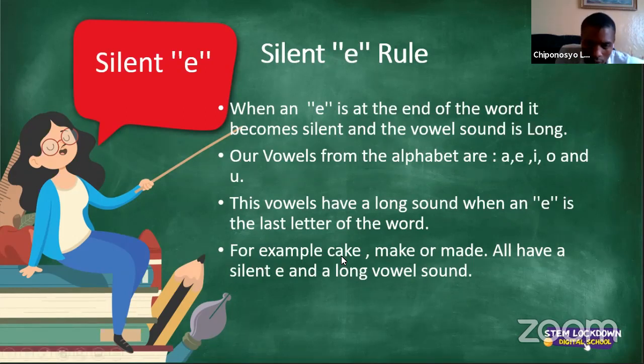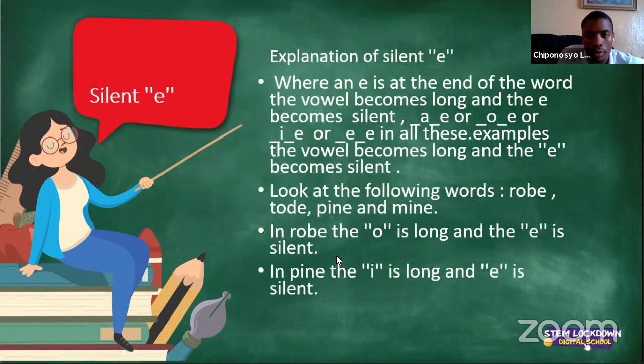The A in cake sounds long. So that's the silent E rule, that whenever the E is at the end of a word, it becomes silent, and the vowel, either it's an A, an E, an I, an O, or a U, out of these five, they become long. But we're going to be doing the sounds, we're going to be doing the words. When an E is at the end of the word, the vowel becomes long and the E becomes silent.